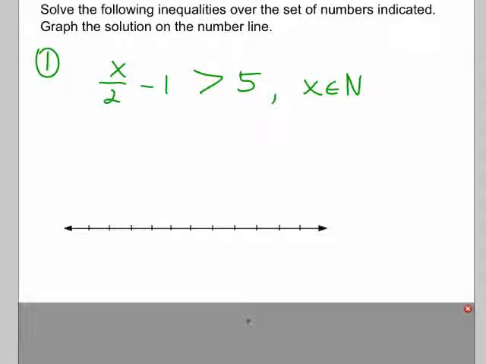So let's solve a few inequalities applying this principle. We want to solve the inequality here over the set of numbers indicated, and we want to graph our solution on the number line. I solve it the same way I solved equations, just keeping in mind that if I ever multiply or divide both sides by a negative number, I'm going to have to reverse the sign to keep my statement true. So to isolate x here, I'm going to have to add 1 to both sides. And we know from what we talked about before, if you add a number to both sides, the new statement, here comes the new statement, is still true.